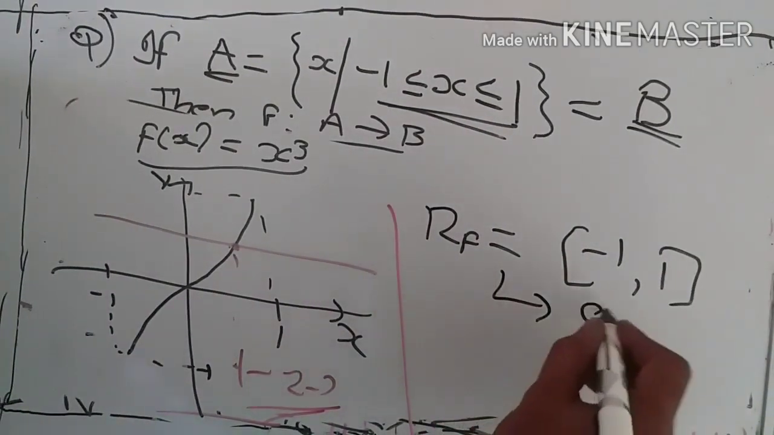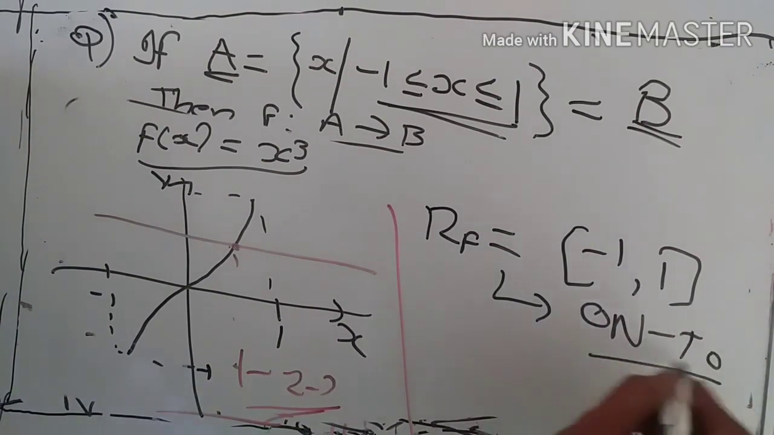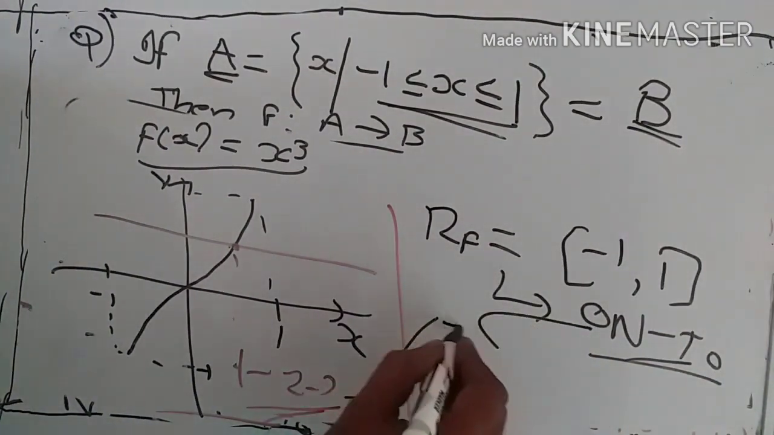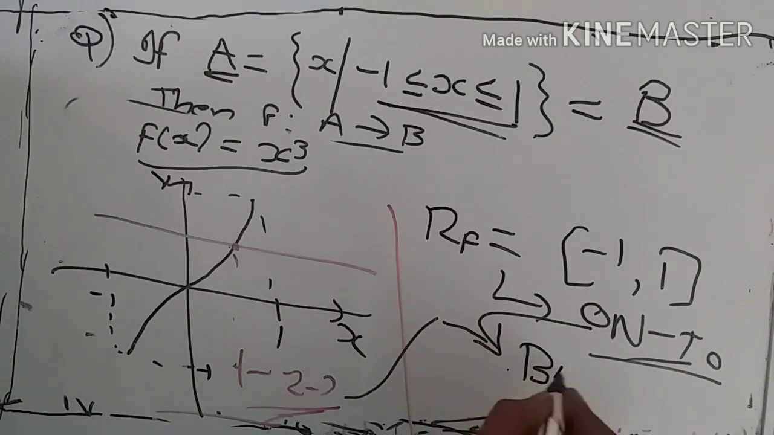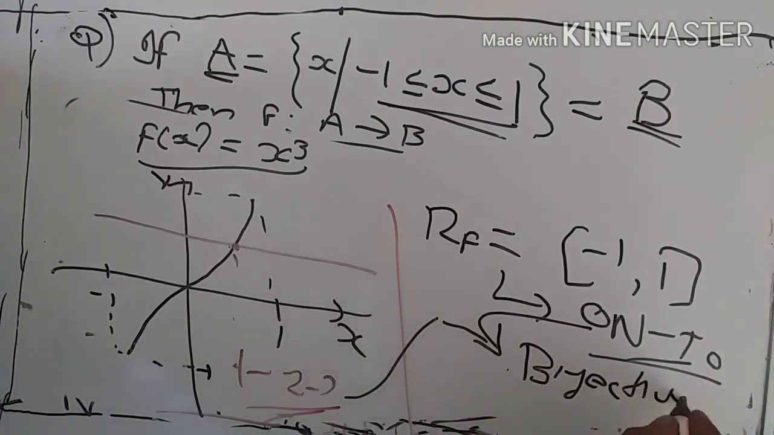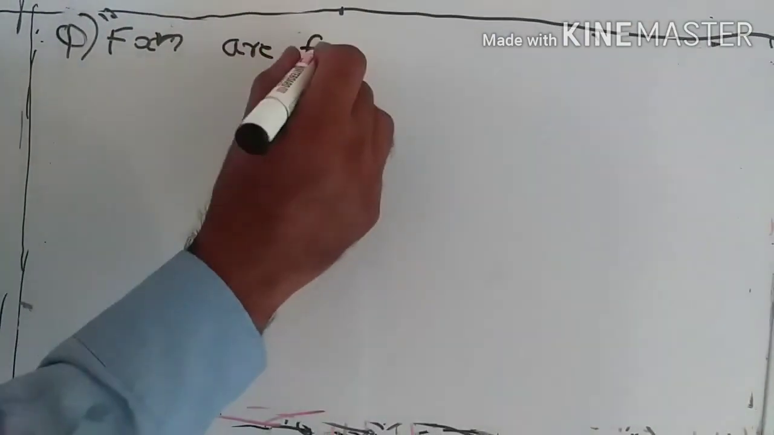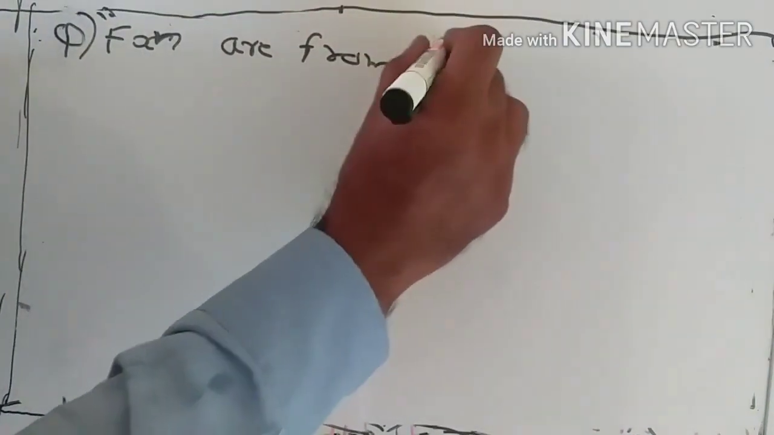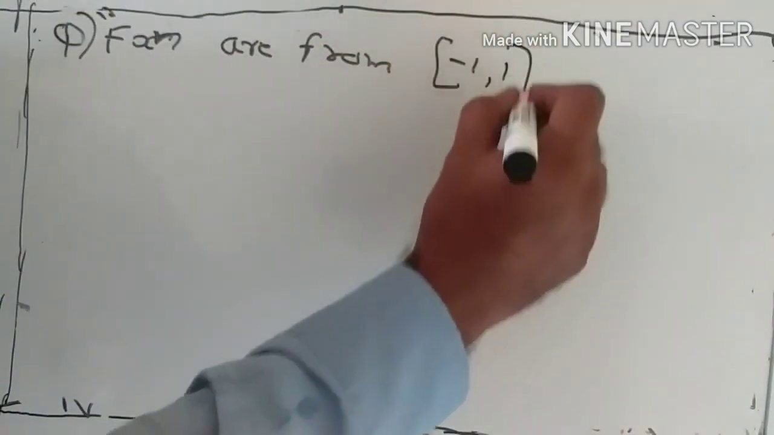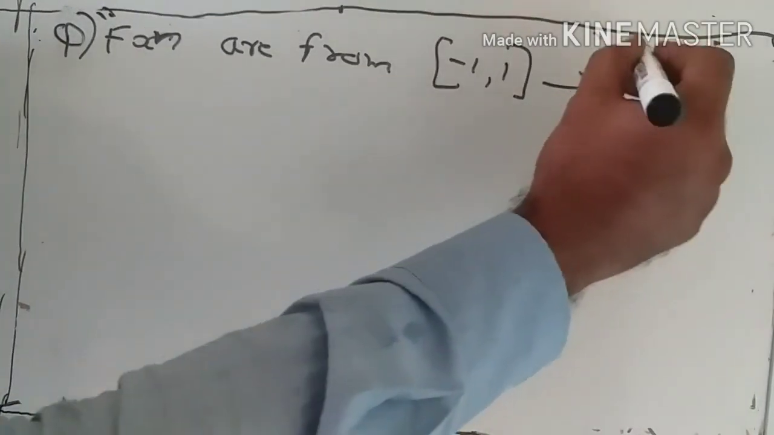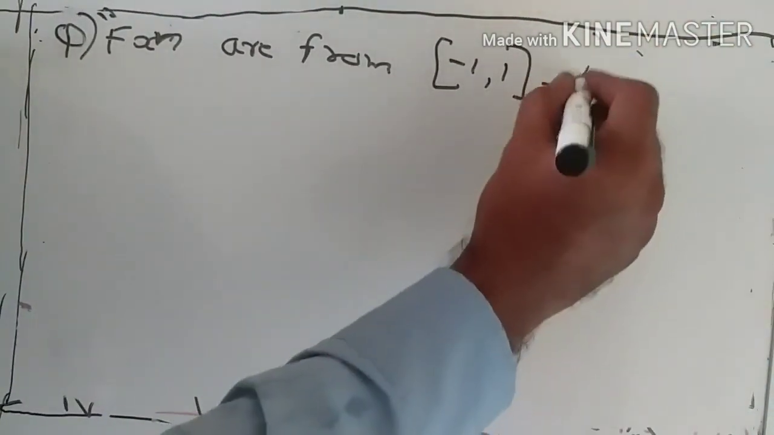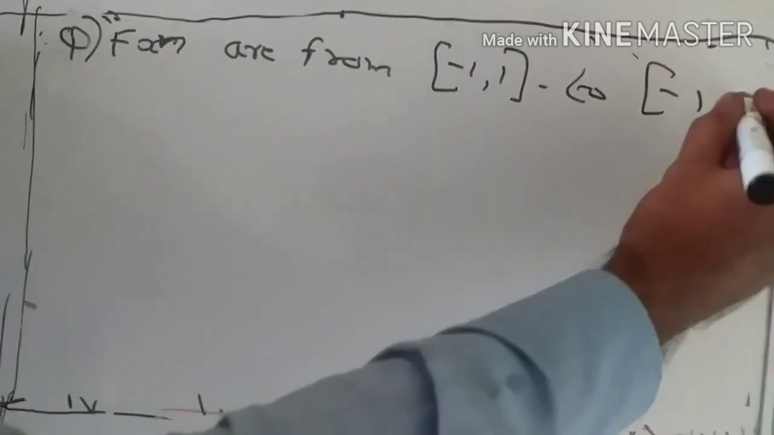That is onto function. Both 1 to 1 and onto, so the function is bijective, that is, invertible. The function is from domain -1 to 1 to the codomain -1 to 1.